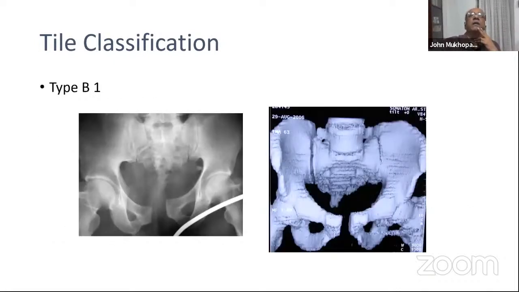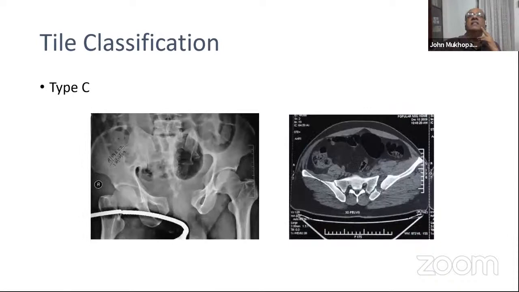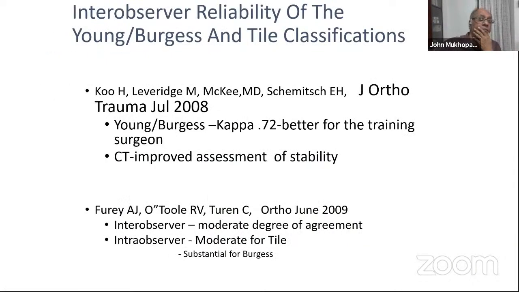So here would be a B1 type of injury, where it's an open book type of injury, anterior-posterior compression, and you can see there's opening out of the symphysis pubis and an anterior opening of the posterior SI joint. So this would classify as a rotationally unstable but vertically stable injury. While this type C, where you can see there's opening out of the symphysis pubis, but there's a fracture and a vertical displacement of that entire hemipelvis, which would become a vertically and rotationally unstable injury.